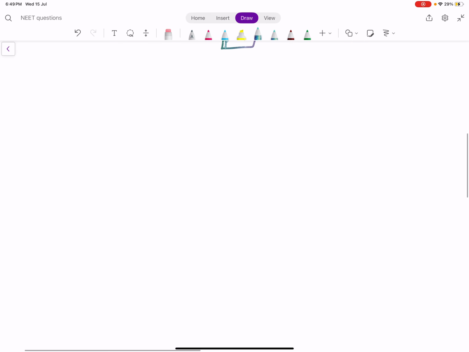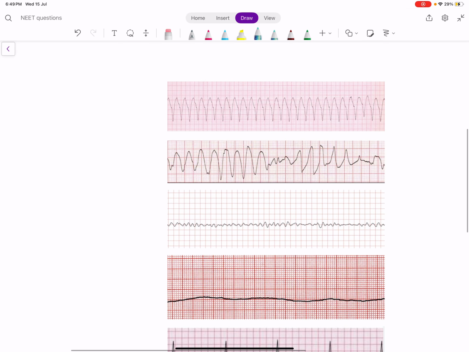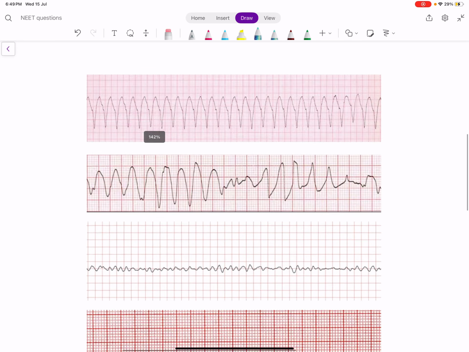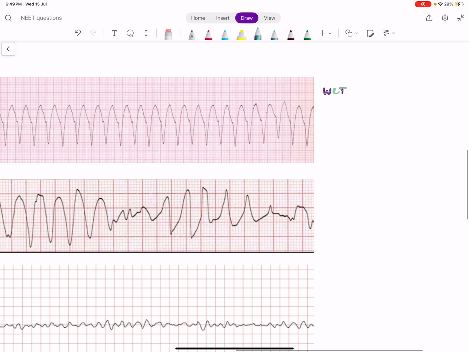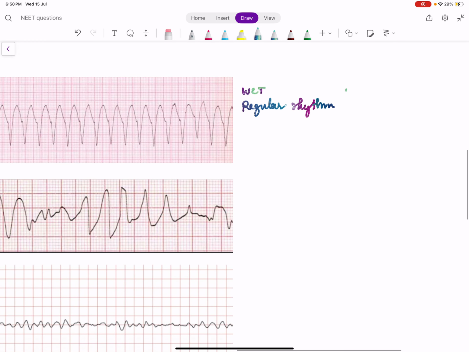Before going to the treatment, I'll just show you the other ECGs. This is the ECG which we just saw. It's a wide complex tachycardia. This is a regular rhythm. So this is a VT, ventricular tachycardia.